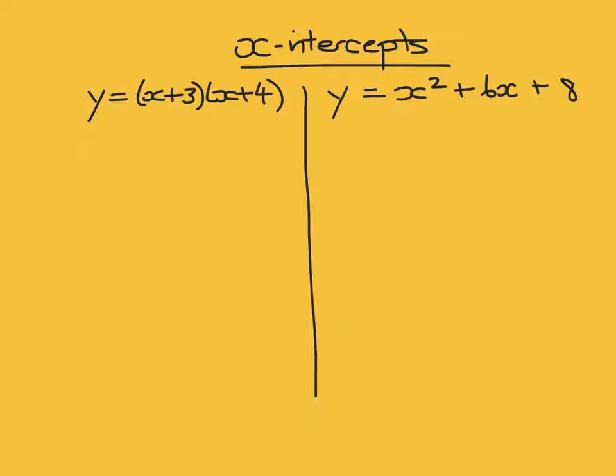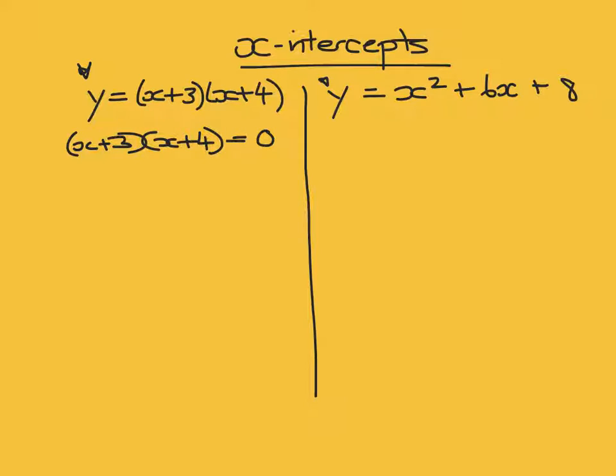People, so this is just going to be a quick video on finding x-intercepts when you've got this form and this form. So if you've got this form over here, notice that it's already factored, and x-intercepts are when y equals 0. So that means when y equals 0, x plus 3 times x plus 4 is actually going to equal 0. It doesn't matter that I've swapped it to the other side, that's fine, because y equals 0.